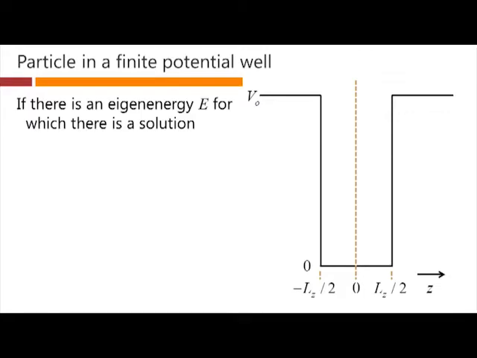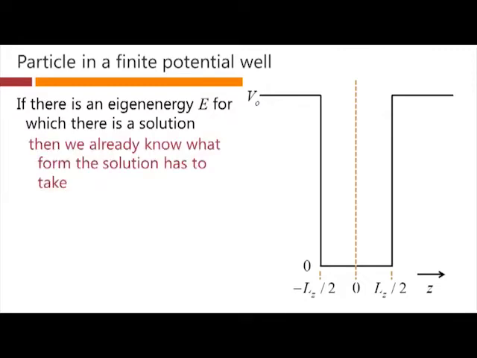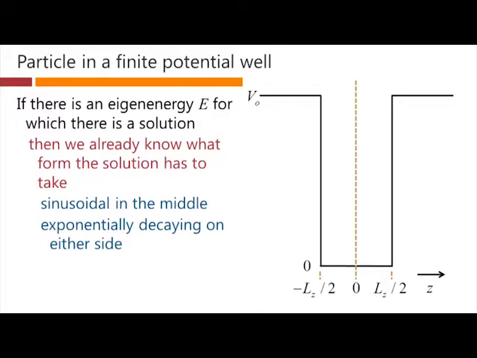So if there is an eigenenergy E for which there's a solution to this problem, then we already know what form that solution has to take. It has to be sinusoidal or cosinusoidal in some way in the middle, because the energy is going to be above the bottom of this well. And it has to be exponentially decaying on either side. We'll throw away the exponentially growing solutions on both sides as being unphysical. The particle would not be anywhere in the middle if we did that, and we wouldn't be able to normalize the wave functions. So we keep just the decaying parts of the exponential on both sides.